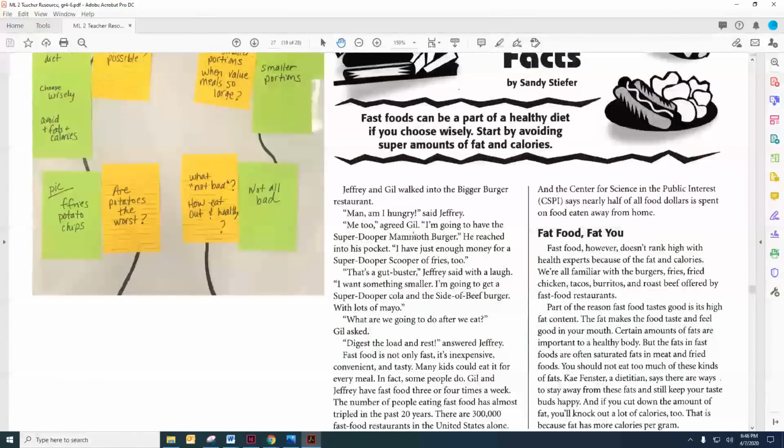Jeffrey and Gil walked into the Bigger Burger restaurant. "Man, am I hungry," said Jeffrey. "Me too," agreed Gil. "I'm going to have a super duper mammoth burger." He reached into his pocket.